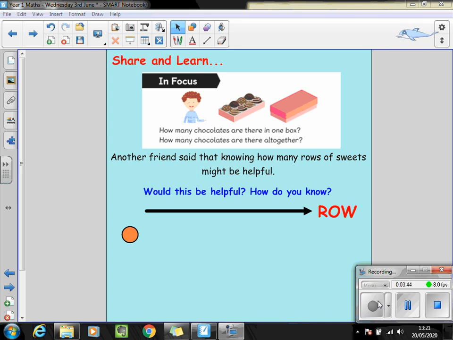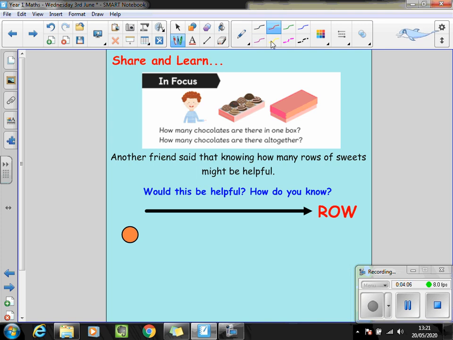Now another friend has said that knowing how many rows of sweets might be helpful. Would it be helpful? How do you know? Stop to talk to your adult. I'm going to create an array, which is what we learnt last week, to show those rows of sweets. And there's 2 different ways you might do this, because I can see on the picture, I could say there are 4 rows of 2, depending how you look at that box of chocolates. This is what my array would look like.